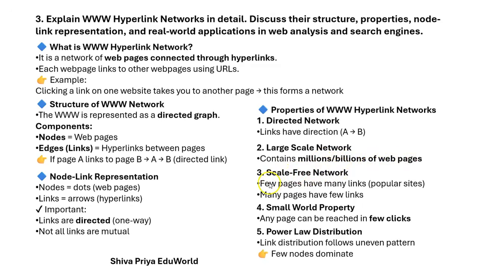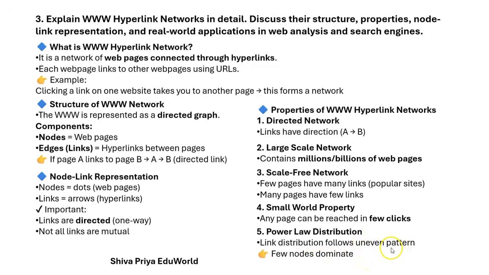Scale free network means few pages have many links, which are the popular websites, and many pages have only a few links. Small world property means any page can be reached in a few clicks. Only in a few clicks, any page can be reached. That is small world property. Power law distribution. The link distribution follows an uneven pattern, which means few nodes dominate here.